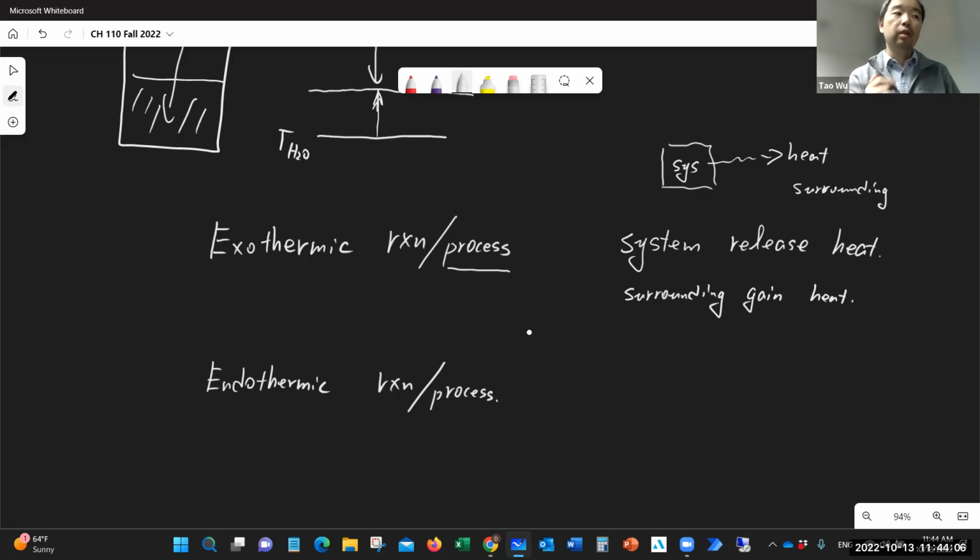Then my question is, will the system lose or gain the heat? The system will lose the heat because it produces the heat out, right? The system is losing heat, so the system will have a lower temperature. And the surrounding will gain the heat, so the surrounding will have a higher temperature. So this is called exothermic.